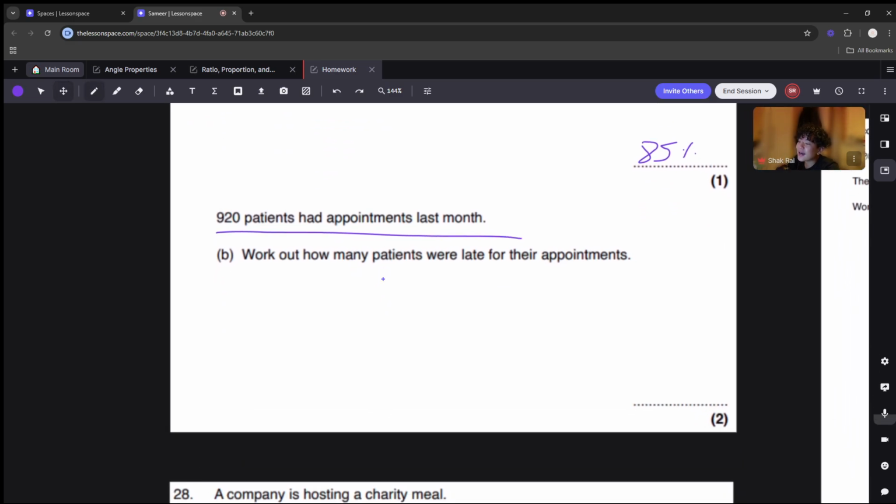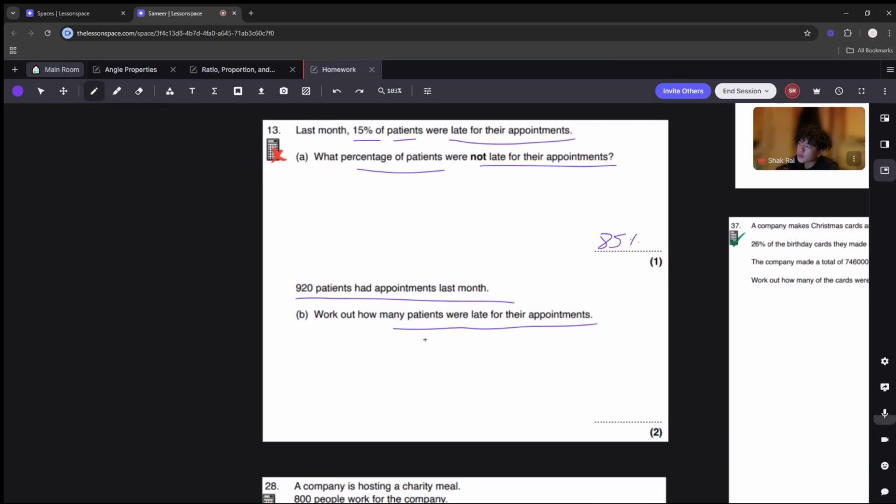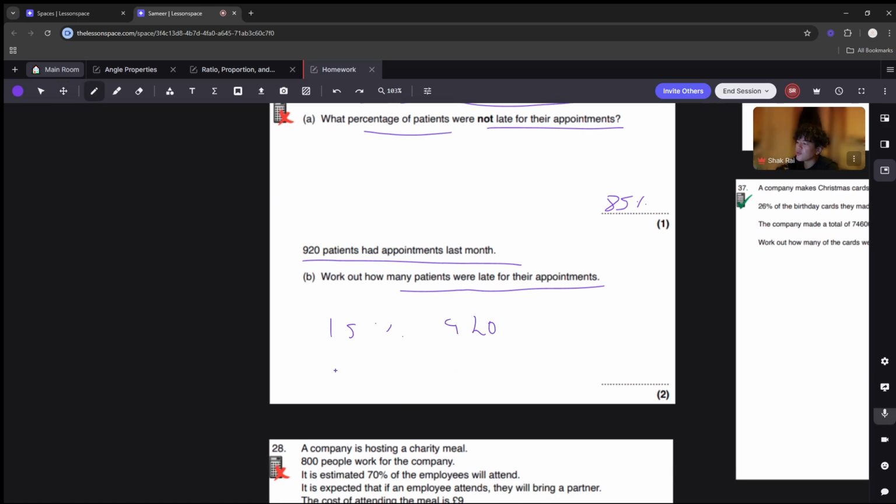920 patients had appointments last month. Work out how many patients were late for their appointments. So 920 patients. Because 15% were late, it's 15% of 920. And as we said earlier, we can just write that as 0.15 times 920, like that. And what does that equal?